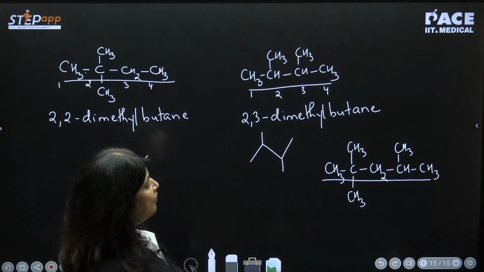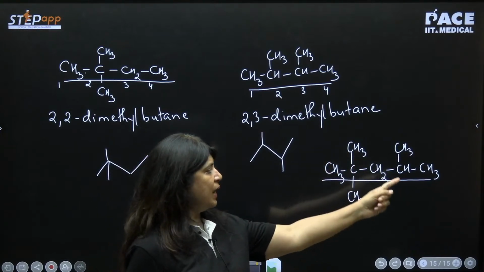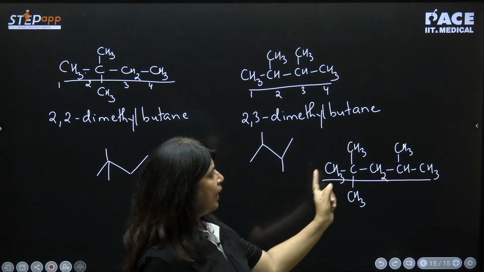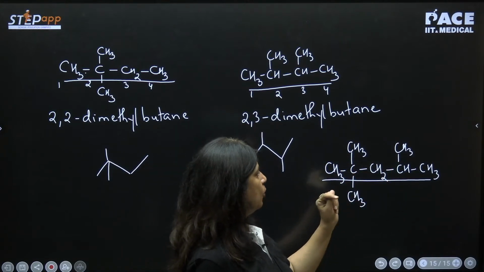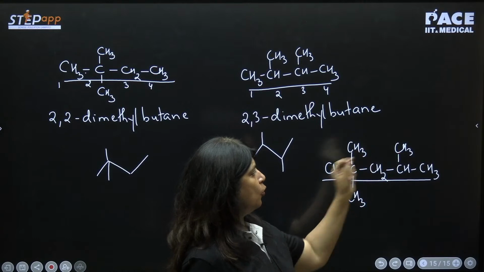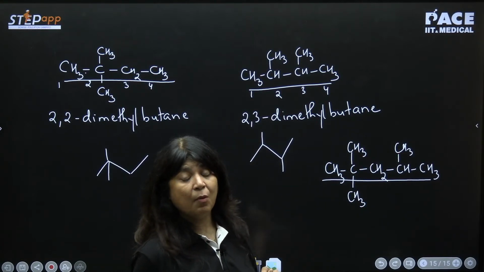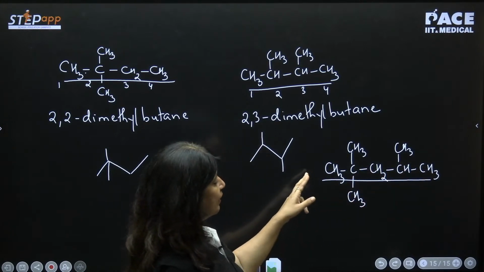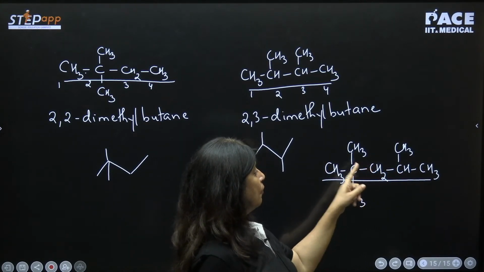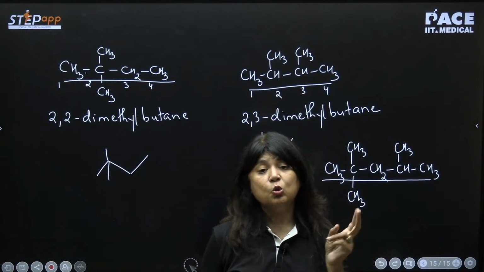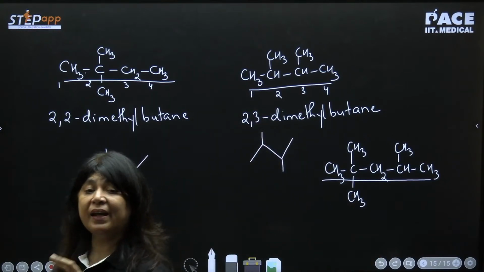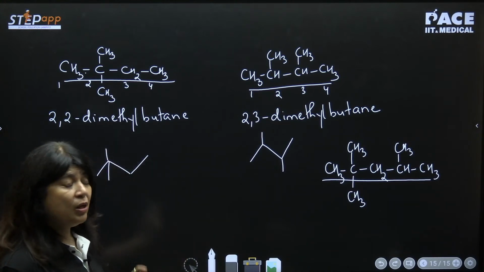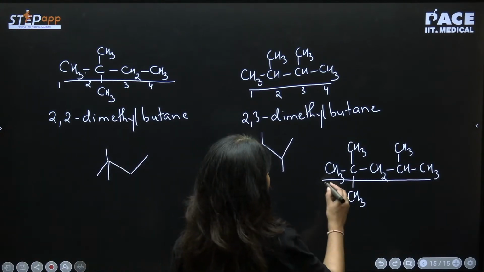Numbering now. If I number it from left to right, carbon 2 has 2 methyl groups and carbon 4 will have 1 methyl group. So I'm going to get 2, 2, 4 for the methyl groups. The sum of locants is 2 plus 2 plus 4. If I number it from the right side, it will be 2, 4, 4. 2, 2, 4 is going to be the correct numbering. 2, 4, 4 will give me a larger number. So numbering will definitely be from the left end here.